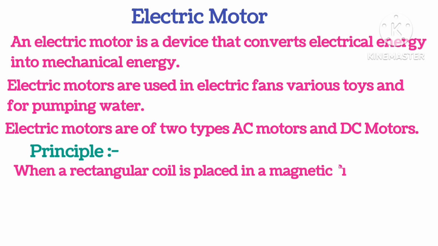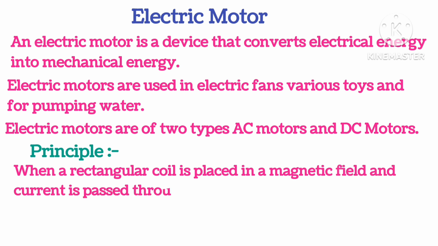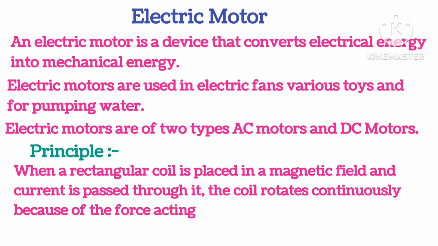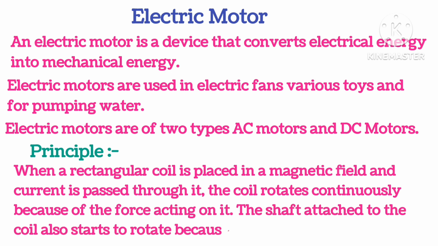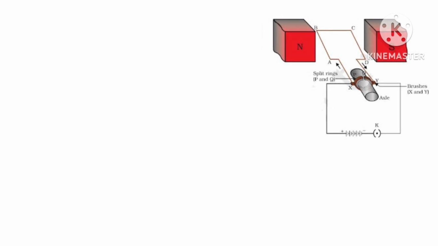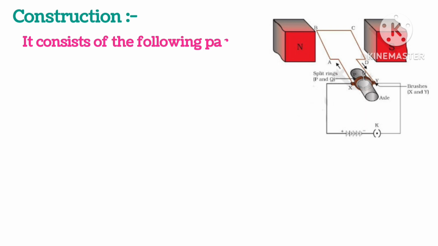Principle of electric motor is that when a rectangular coil is placed in a magnetic field and current is passed, the coil rotates continuously because of the force acting on it. The shaft attached to the coil also starts to rotate because of the rotation of the coil. So as you can see in this diagram, this consists of following parts.